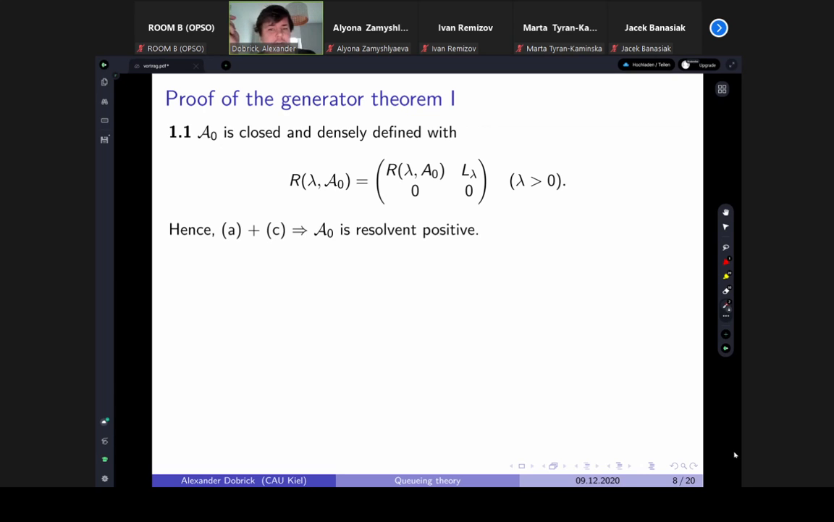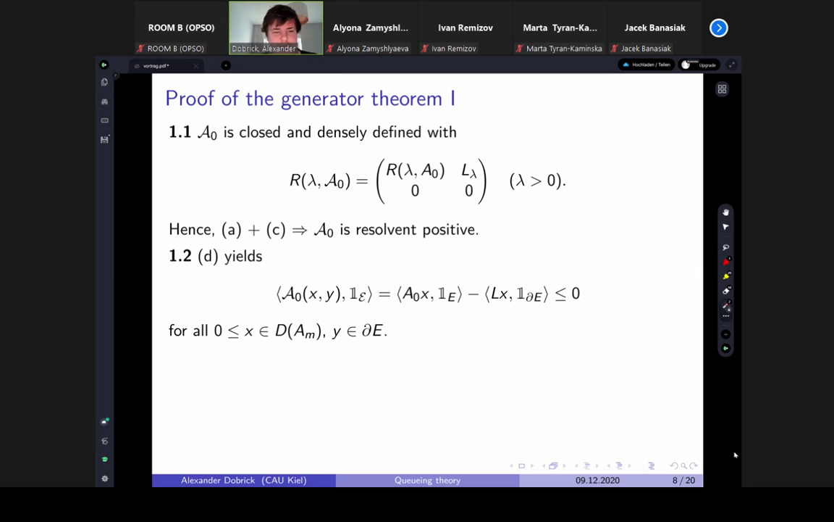First observation is that the operator 𝒜 naught is closed. That's just a direct consequence of the closedness of this operator A naught and the continuity with respect to the graph norm of L, basically. Not L lambda, but L. And also 𝒜 naught is densely defined, and one can explicitly write down its resolvent. So we see from that formula there that 𝒜 naught is resolvent positive, because this is a positive operator by assumption, and this one here too, as a result of the assumption on L.